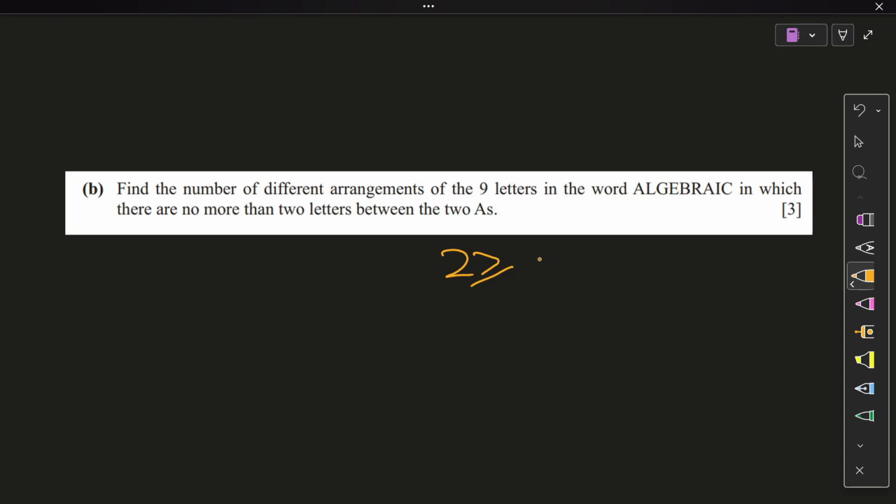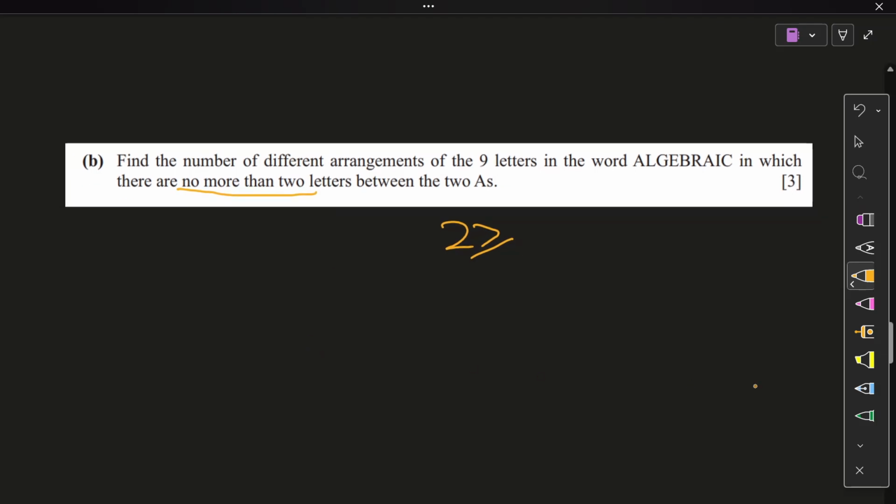So what this question essentially means, if it does not use the word exactly, is that I'm supposed to make 3 cases. One where there are no letters between the two A's, another with one letter between the two A's, and another with 2 letters between the two A's, but no more than that, right? So please don't let the examiner fool you here. Let's make the cases now.